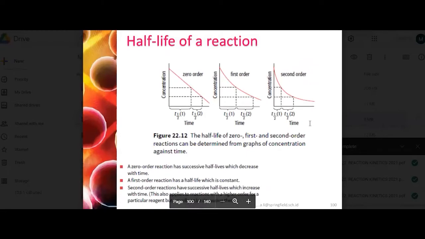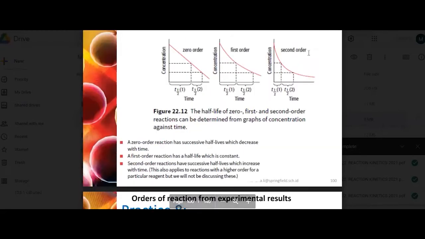But if the successive half-life decreases with time, for example from this to this, you can see that this is a large value and this is small, so the half-life decreases, which means this is a zero order reaction. If the first order is constant, how about the second order? For the second order, the half-life will increase with time.